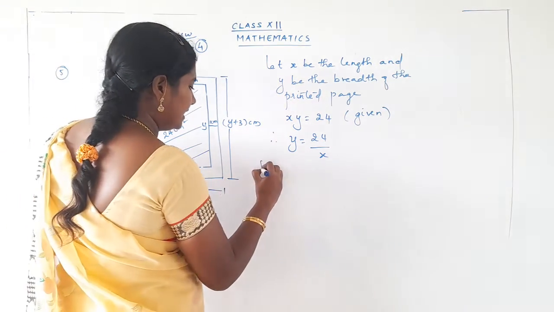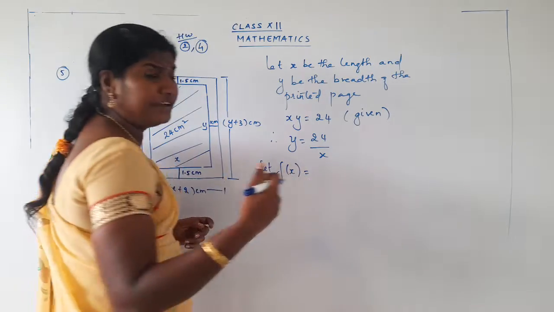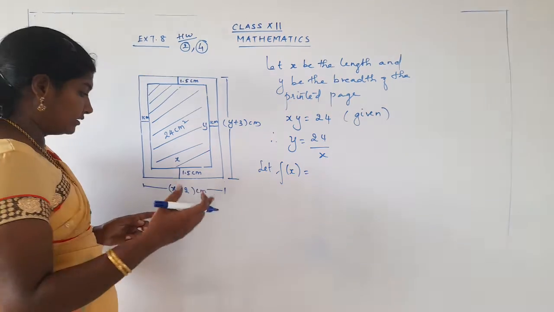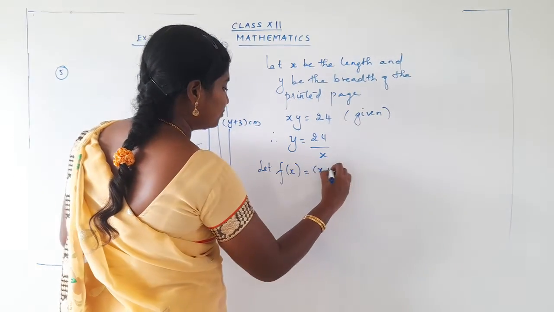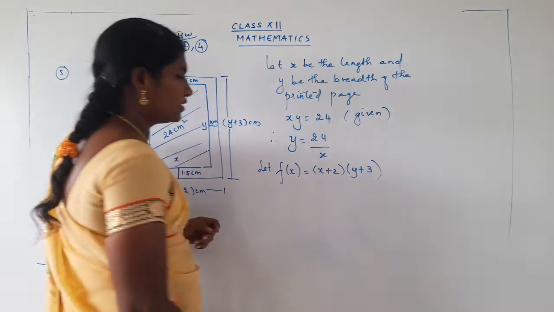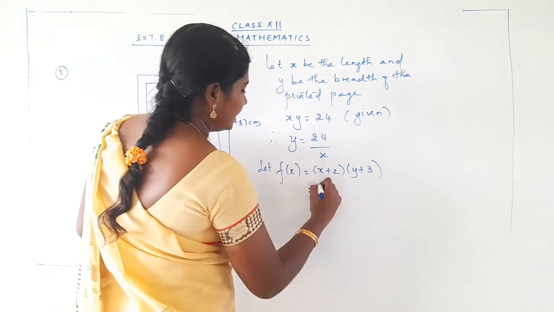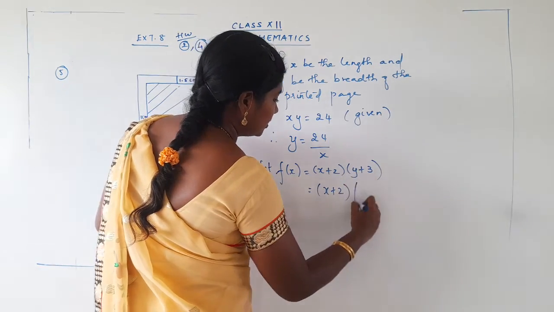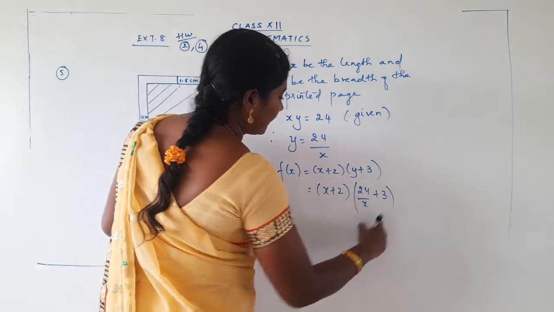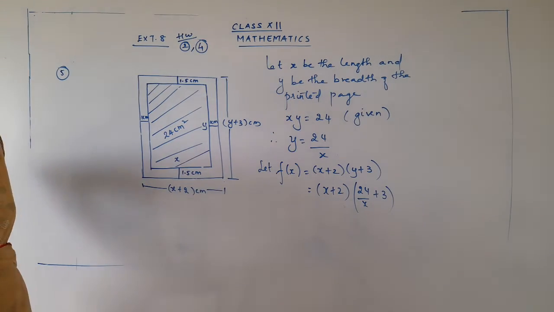So write down here, let f of x is equal to, again we are talking about the area having to be minimum, so length into breadth. The length is x plus 2, breadth is y plus 3. So f of x is equal to x plus 2 into y plus 3. I have told you that we will keep the function in terms of a single variable. So replace the value for y. I get x plus 2 into 24 upon x plus 3. I have just replaced the value for y as 24 upon x.